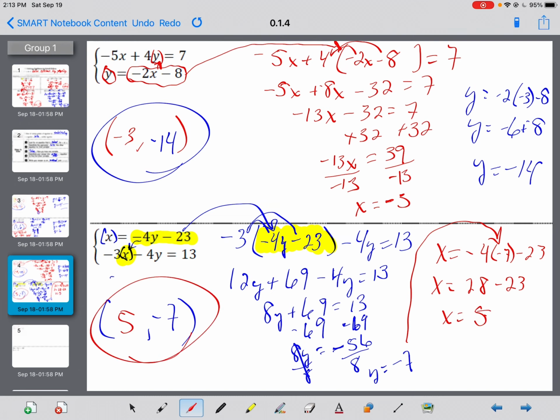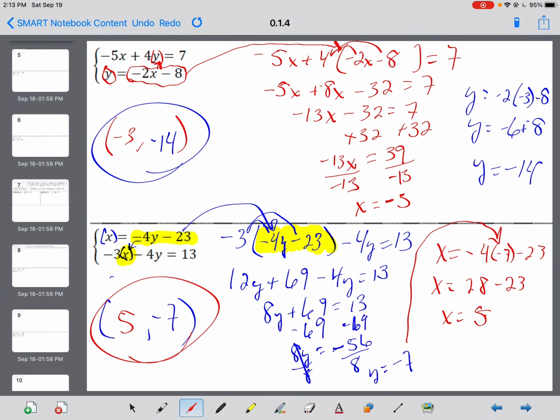And we do that. We could check our answer and plug it back in. -3 times 5 is -15, plus 28, so -15 and 28 would be 13, and 13 equals 13, so checks out. Very, very good.